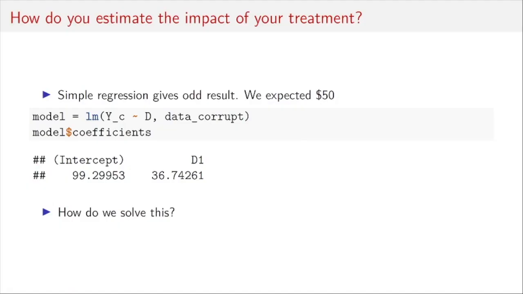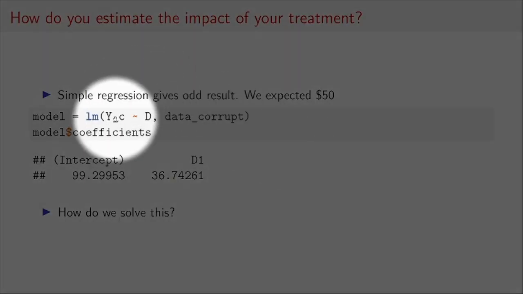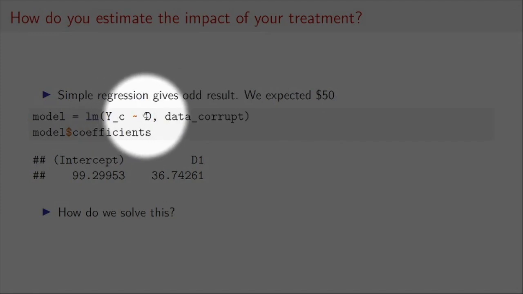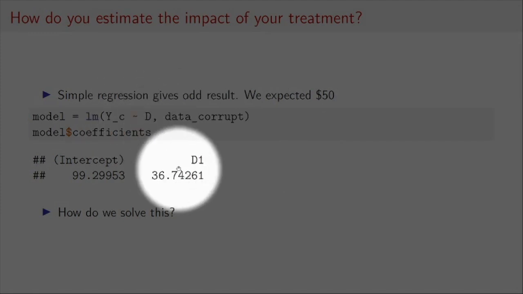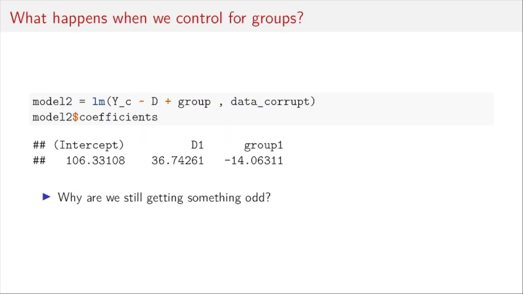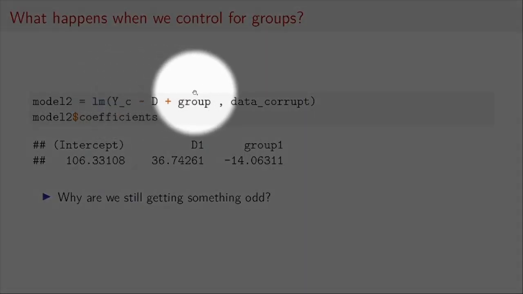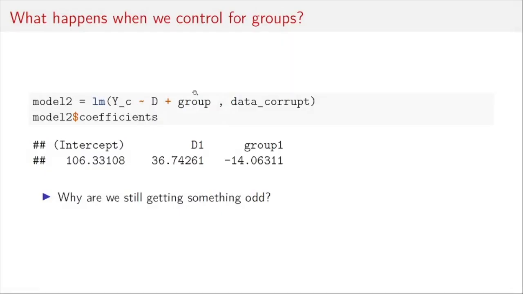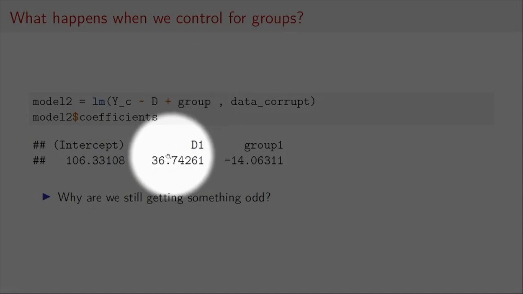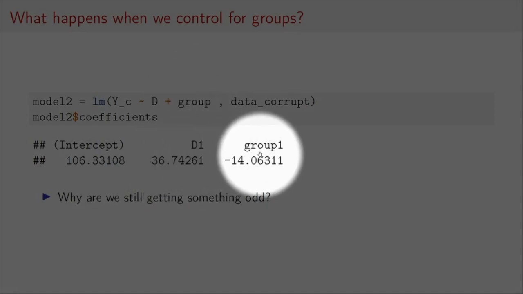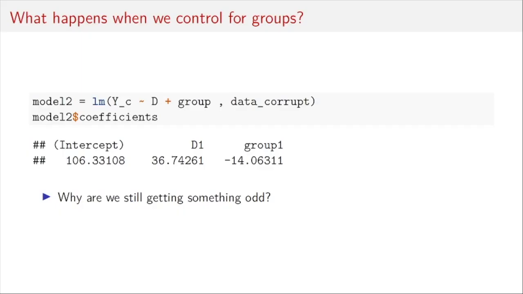Now again, let's start with the naive regression. We expect to get $50 as an impact. We regress the income after the treatment on the dummy. Of course, we don't get the correct answer. How do we solve this? Well, the first answer might be we want to control for the group, and so we regress the outcome on our treatment dummy and the group, which is essentially an employee dummy. However, this is still not giving us the correct answer. D1 is 36, and the group dummy is 14. Why are we still getting something odd?